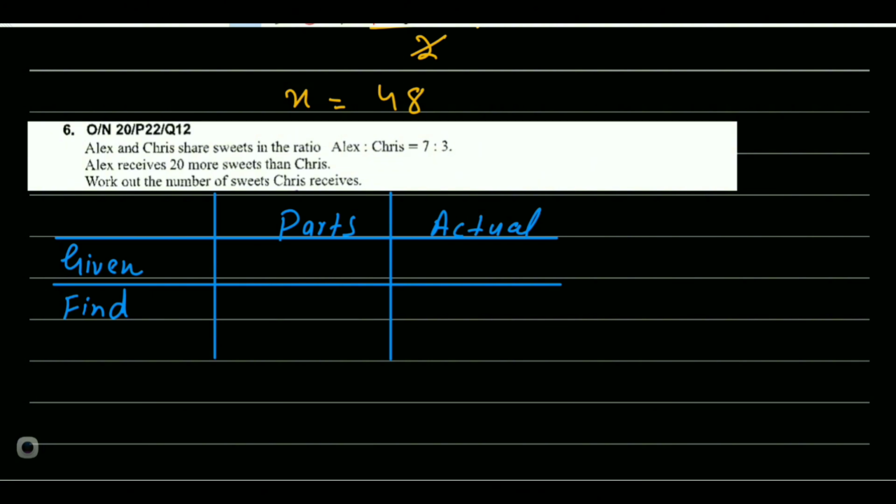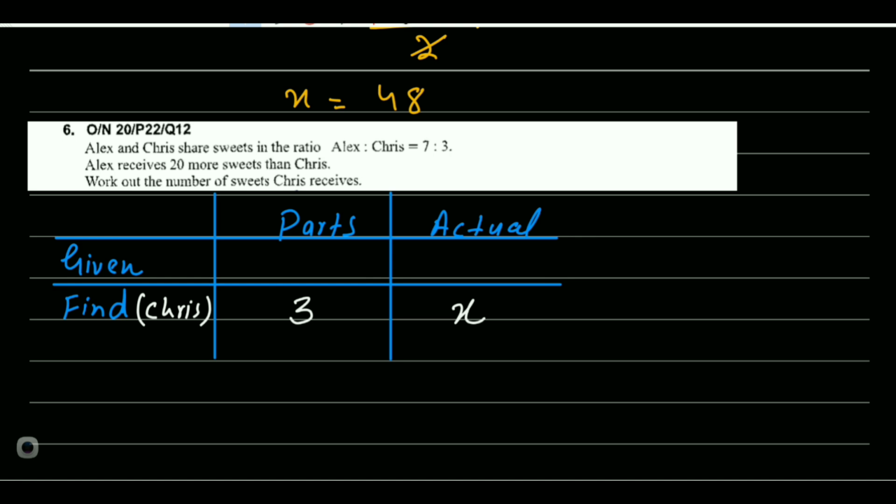Now we will fill it. The ratio of Alex is 7. Work out the number of sweets Charis receives. We will write the name of Charis and the actual value we have to find, that is x, and its parts is 3. So what is given?